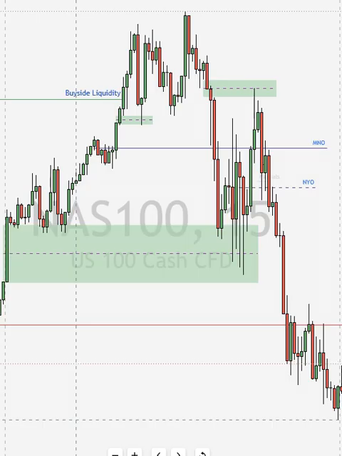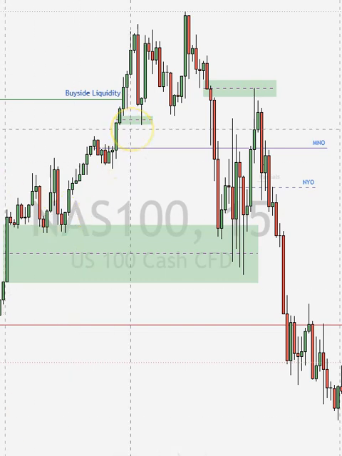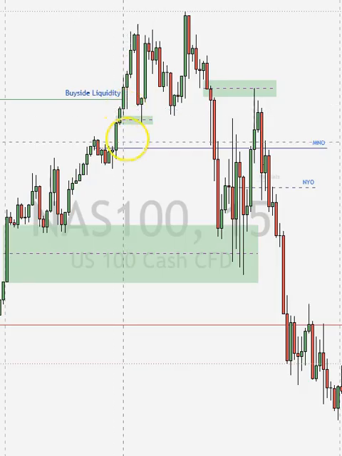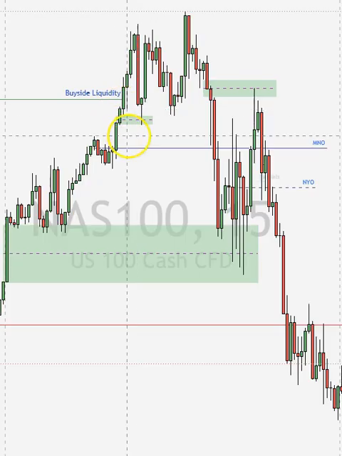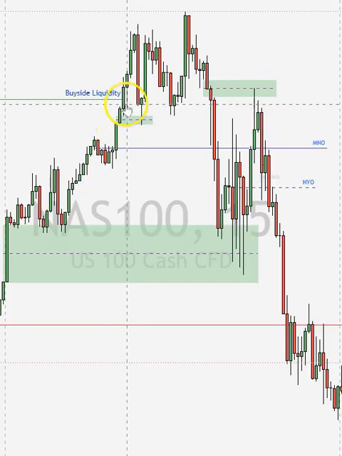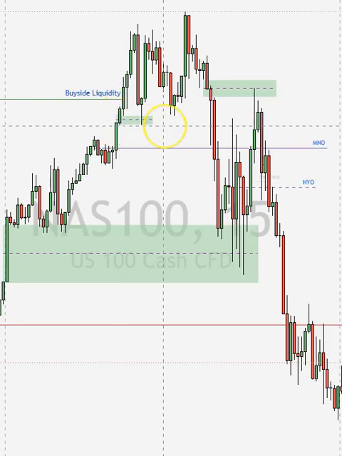A fair value gap is created by a 3-candle price delivery where there's an imbalance between the first and the third candle. So for a bullish imbalance, the low of the third candle is above the high of the first candle. For this example, we can see 1 candle, 2 candles, 3 candles, and there's an imbalance. That is a bullish fair value gap.